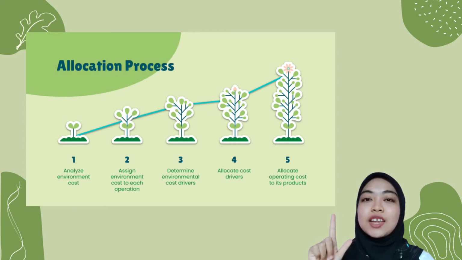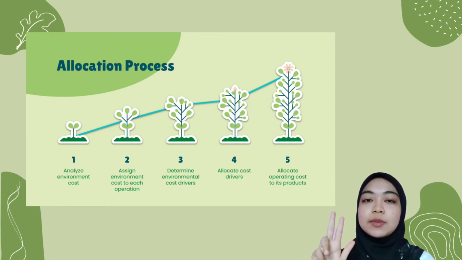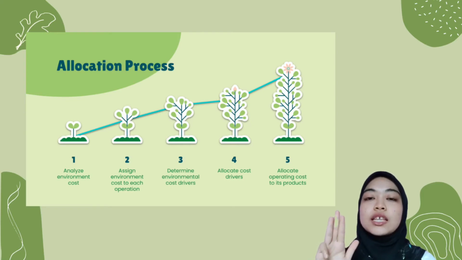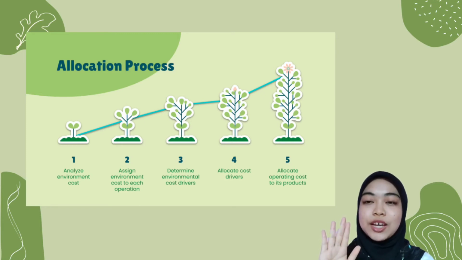The second one is environmental costs are assigned to each operation to form the different libraries. The third one is determine the environmental cost of drivers. Environmental cost drivers are the decisive factor which lead to environmental cost to occur. The fourth one is the allocation calculation of cost driver of the cost operation library. The fifth one, which is the last one, is cost of operating cost of library dates to the product.